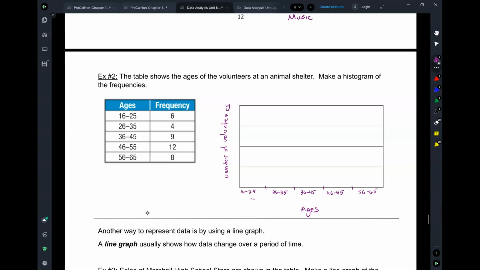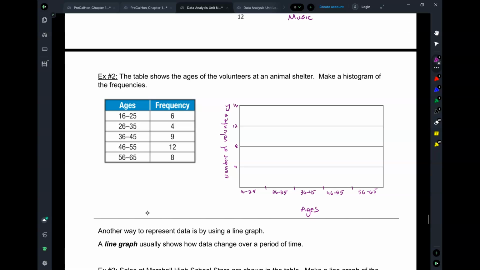And also notice there are no gaps in between. So this includes everybody up to 25, and then this starts at 26, so there is no gap. So there is no overlap. Okay, so how many people are there between the ages of 16 to 25? Okay, so it's 6. So how are we going to calibrate this? We're going up to 12, right? So maybe we can go by 4s here, 4, 8, 12, 16.